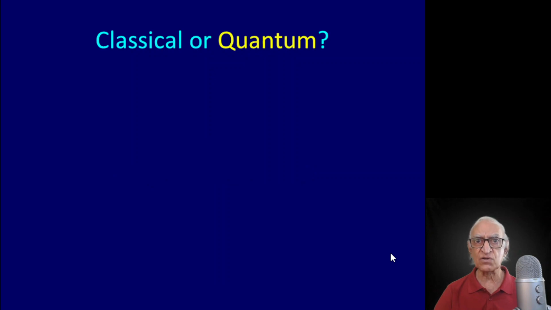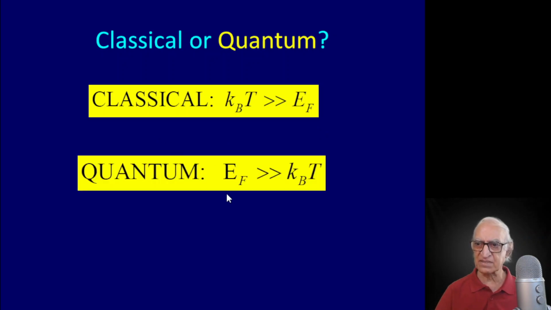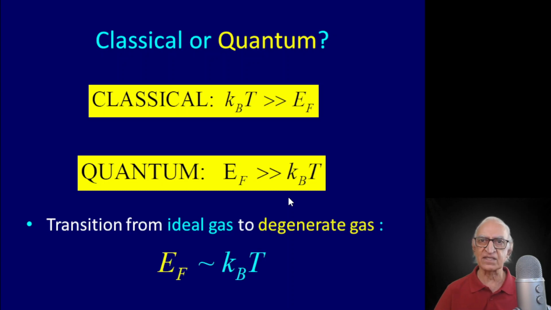Now, whether or not the gas behaves classically or as a degenerate Fermi gas depends upon the following. As long as kT is much greater than the Fermi energy EF, then the gas will be classical. But if the Fermi energy is much greater than kT, the thermal energy, then the gas will have to obey Fermi-Dirac statistics. And the transition occurs when the Fermi energy and the thermal energy kT are roughly comparable.